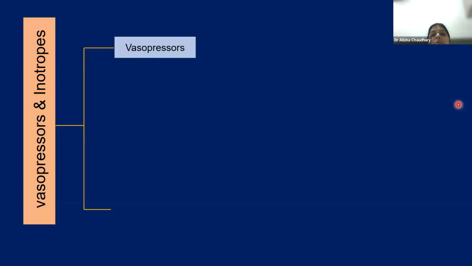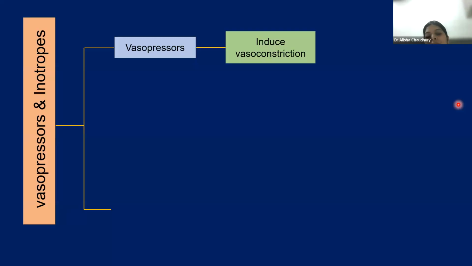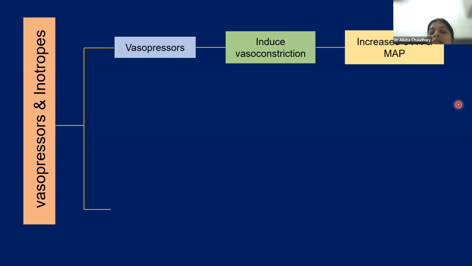Now, what do you mean by vasopressors? Vaso meaning vessels, pressors meaning press on the vessels, right? So that causes vasoconstriction, and that increases your systemic vascular resistance and the mean arterial pressure. That is what I showed, right? Alpha receptors in the blood vessels, narrowing of the blood vessels, vasoconstriction, and increase in the blood pressure.